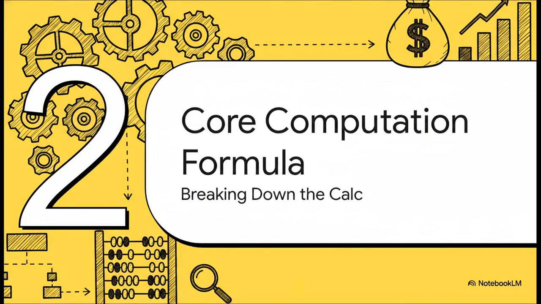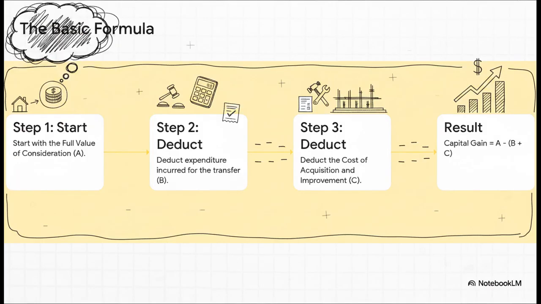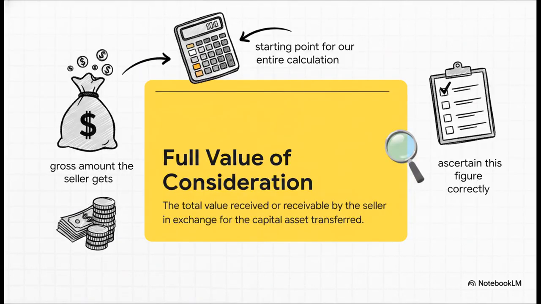Now, let's see how this foundation actually builds into the calculation. This is where we get into the nuts and bolts of it all, and you'll be happy to know it's all very logical. On the screen, you can see the heart of Section 72, subsection 1. It's really just a simple three-step process. You start with the full sale price, that's A. Then you subtract two things, B, which is your direct transfer expenses, think brokerage fees, and C, which is the asset's cost of acquisition and any improvements. What's left over? That's your capital gain. Simple as that.